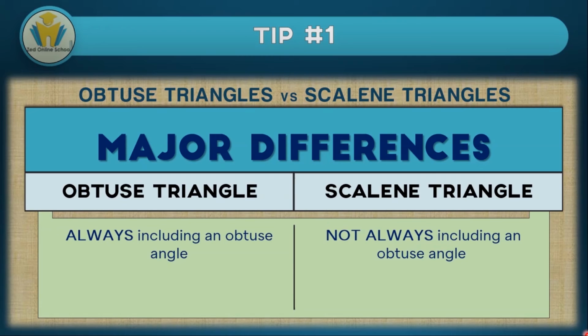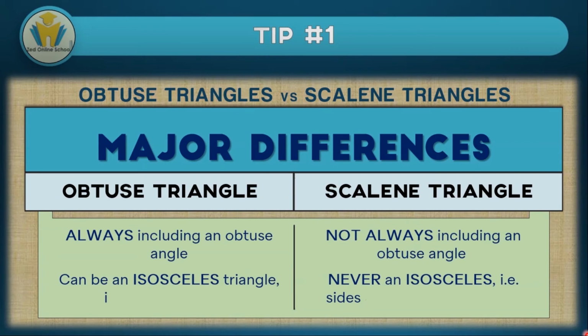Another thing that differentiates these two triangles is that sometimes an obtuse triangle might also be an isosceles triangle, but for the scalene triangle you can never find a scalene triangle that is isosceles. Why? If you can remember what we covered under the introduction to trigonometry, a scalene triangle is a triangle that has all its sides different in length.